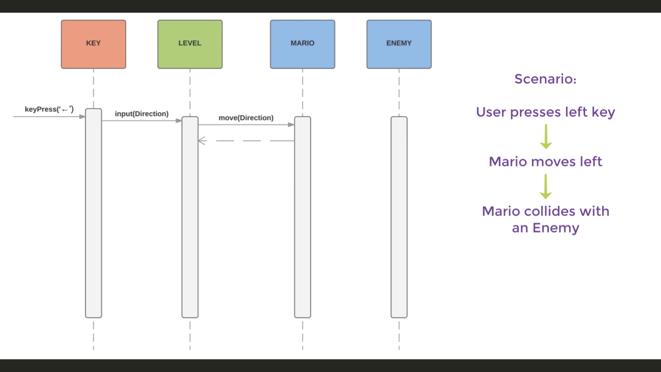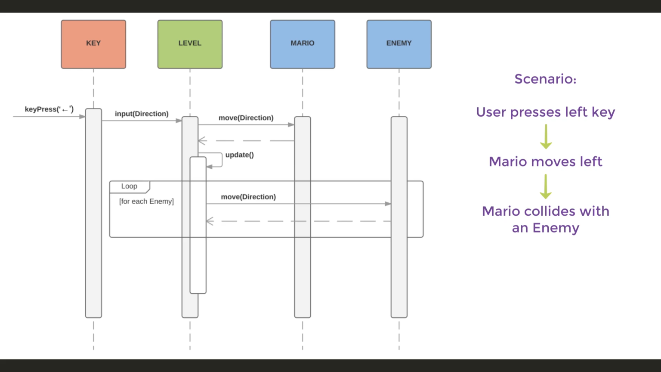And when input within level gets this parameter, they're just going to call move with that direction on Mario, and Mario will move and return right away. That's the first task we want to accomplish. Once move returns, the input method within level will then go and call a private method called update within level itself. And what update is going to do here is update the positions of all of the other enemies within the level.